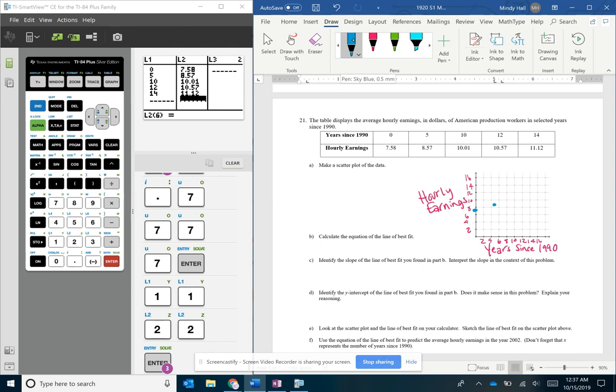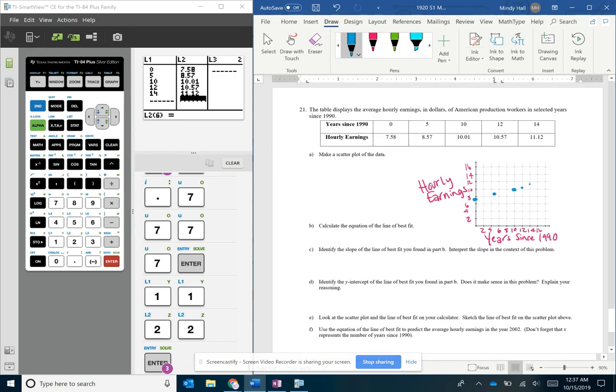At 10, you're at 10, approximately. At 12, you're a little bit higher. And then at 14, a little bit higher still. But still not quite making it, just over 11 at least. So then with this, we want to get a line of best fit.